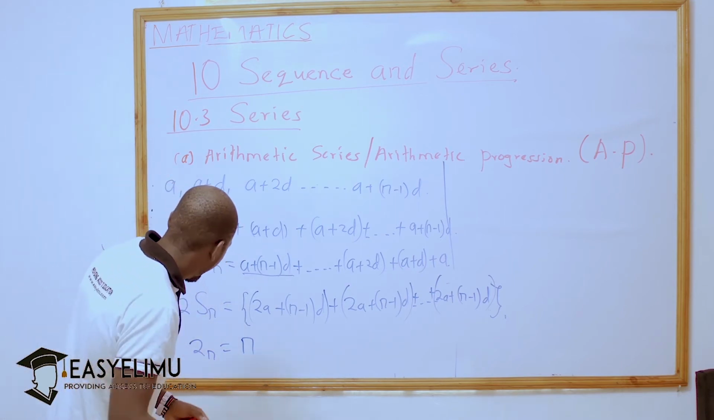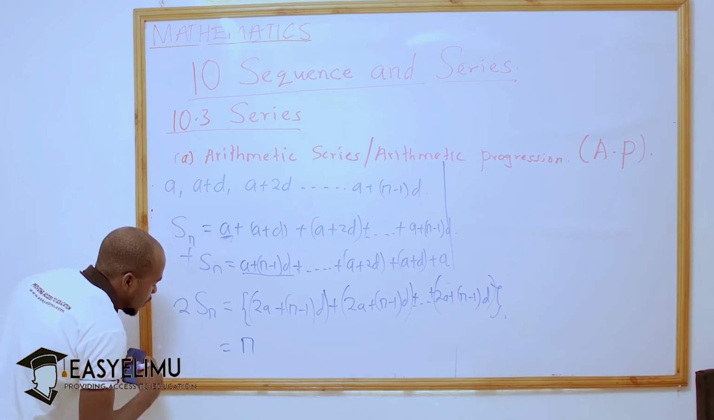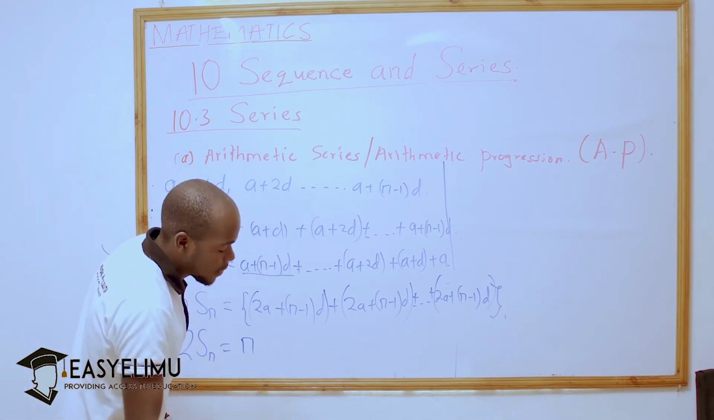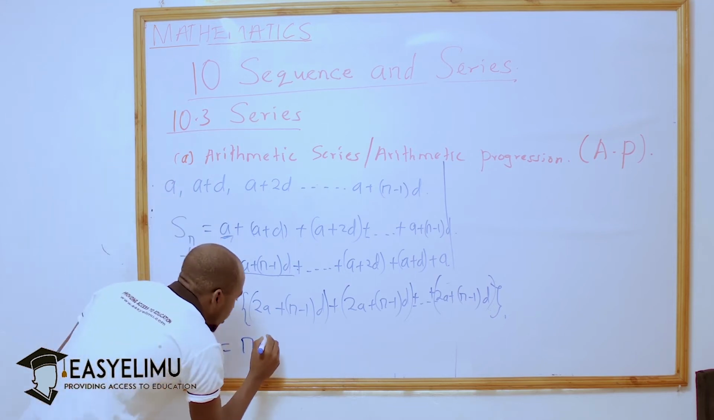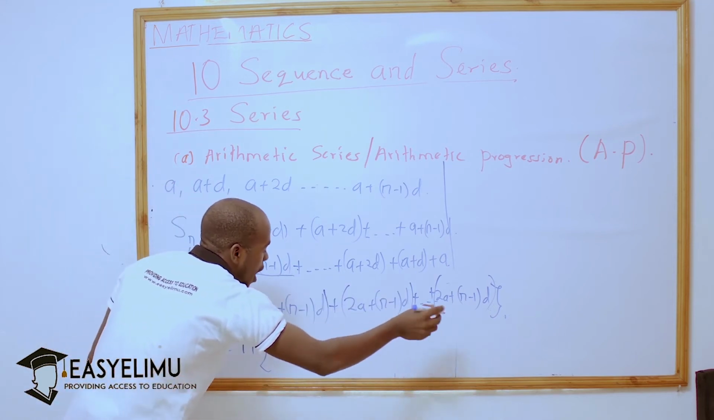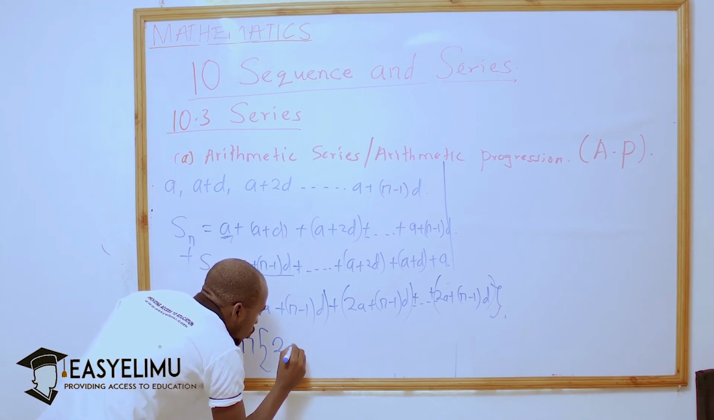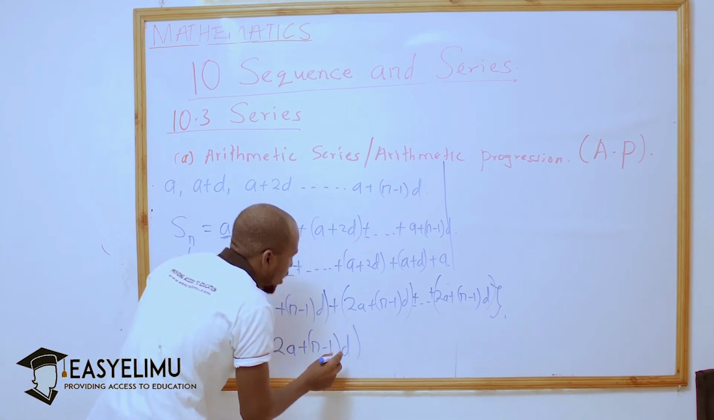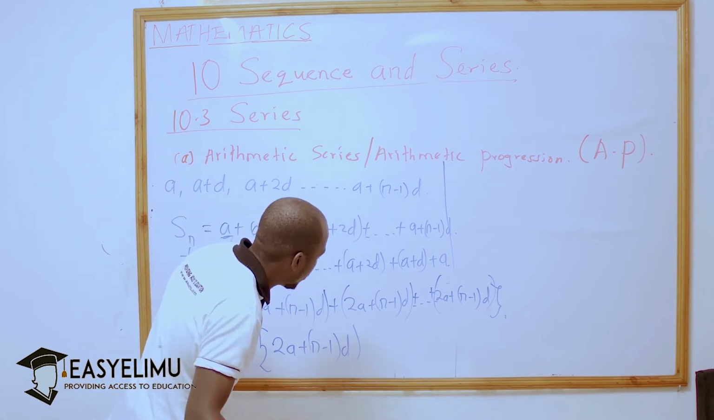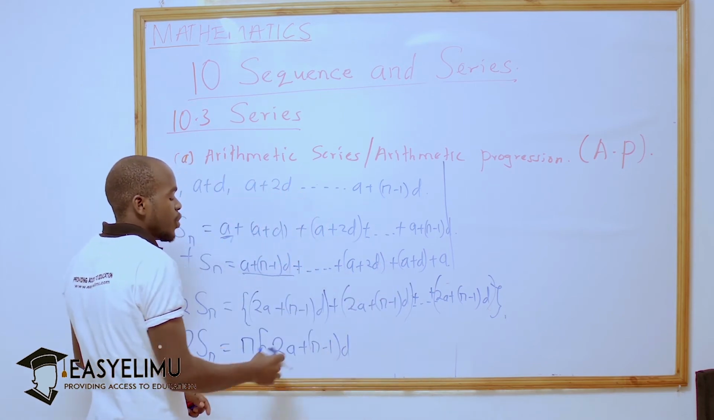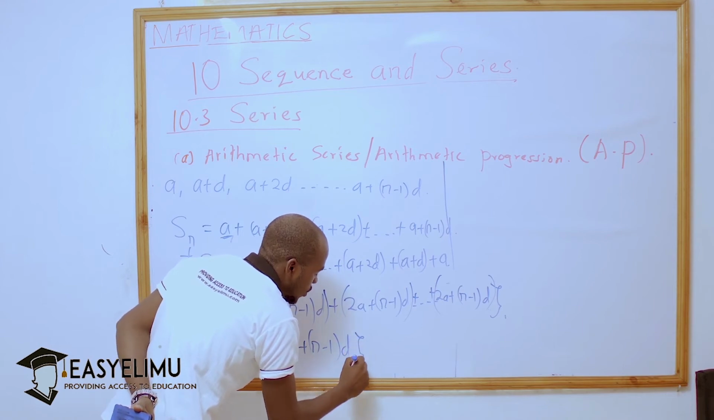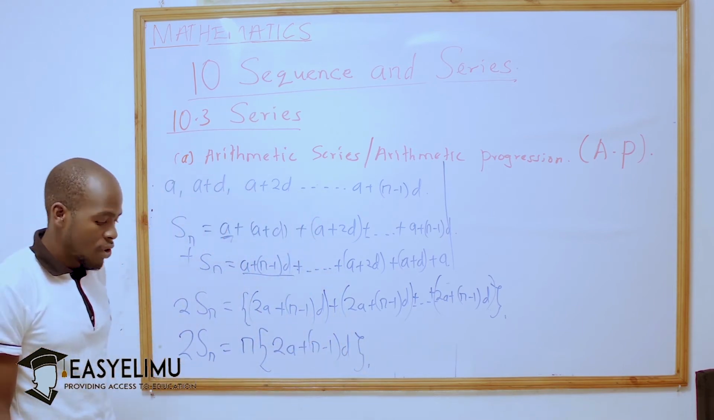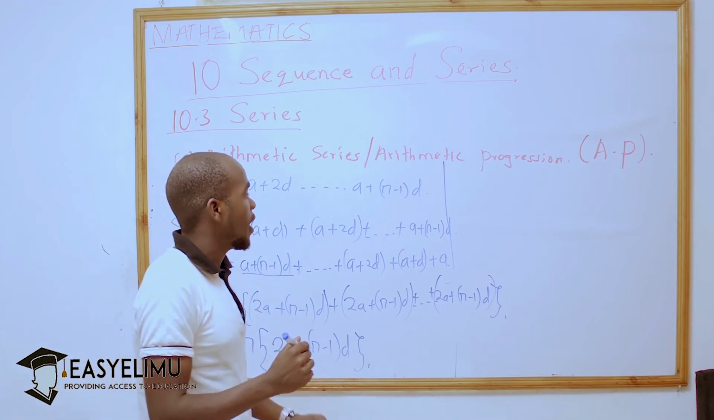So here we're having 2Sn, so we shall have n of them, times 2a plus n minus 1 d. This one is found by summing up all the terms which we have found in that series. So you will find out having that, and if that is the case, we can still find Sn.